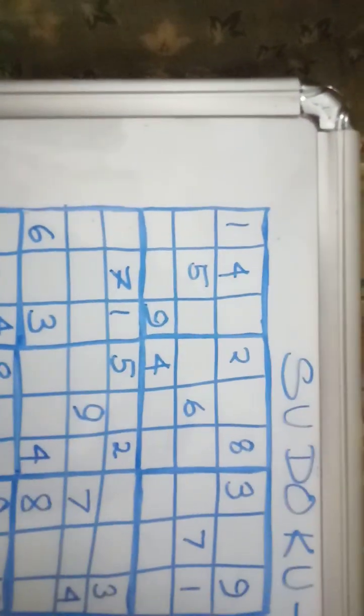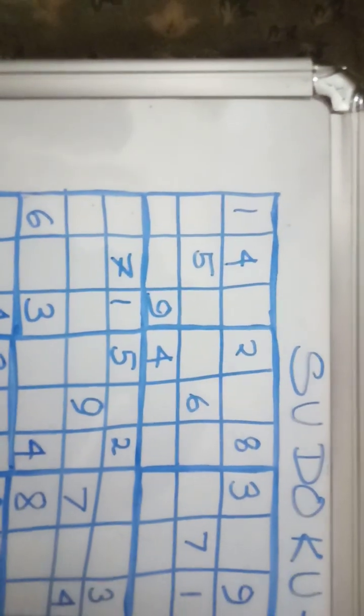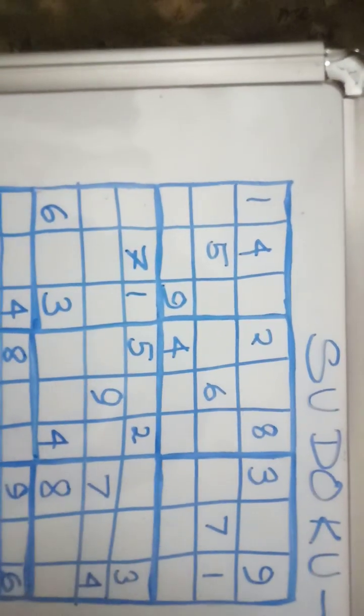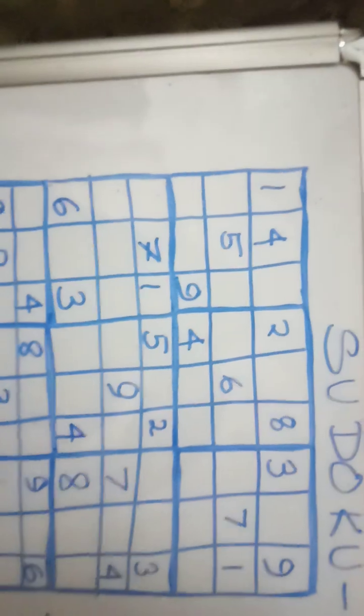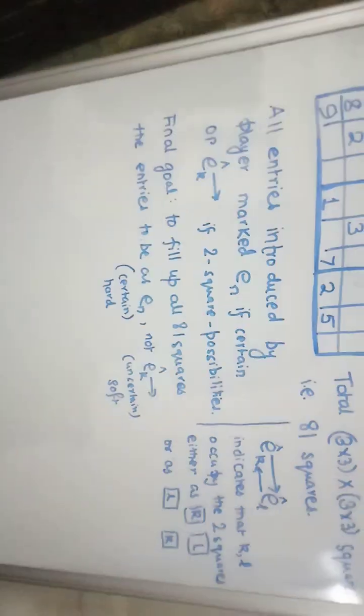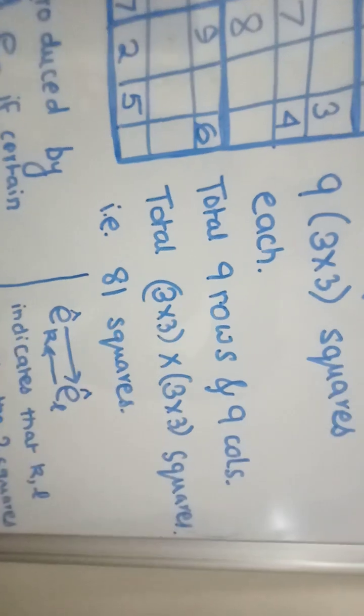So each block has three rows and three columns. So it has got 3 cross 3, nine columns. So total nine rows and nine columns. In the entire thing, there are nine rows and nine columns. If you ignore the thick line, total nine rows and nine columns. Total 81 squares. 3 cross 3 into 3 cross 3. Total 81 squares.